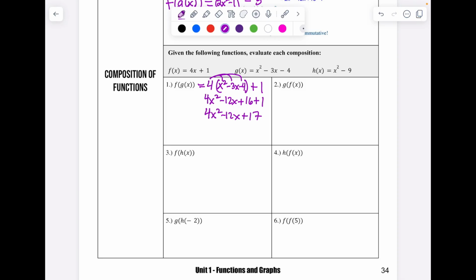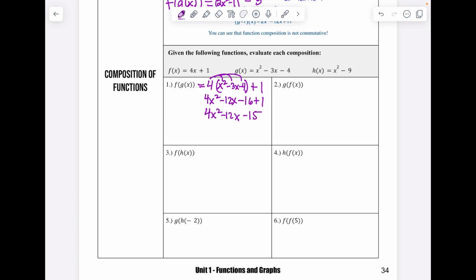Nope. I'm sorry. I just checked my work. I accidentally changed the sign there. That should be minus 12x minus 16. So the negative 16 plus 1, we'll have negative 15 here. All right, so f of g of x should be 4x squared minus 12x minus 15.